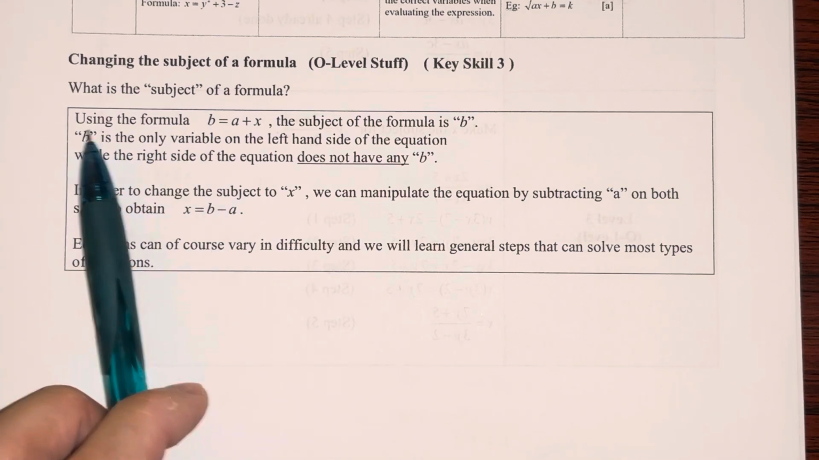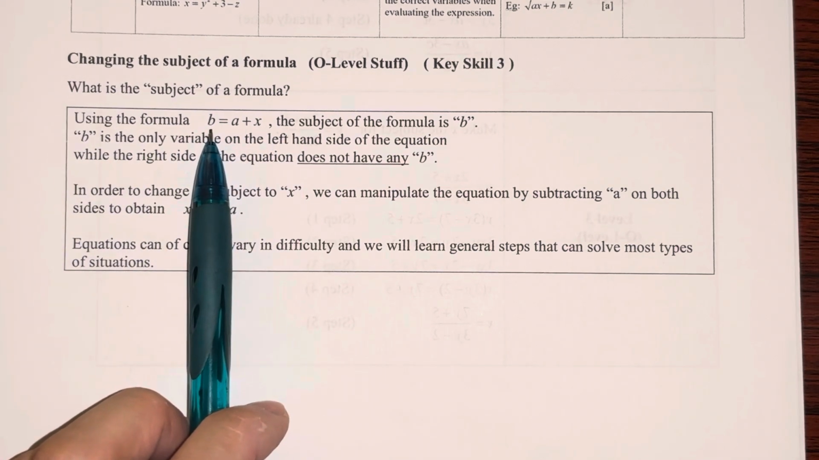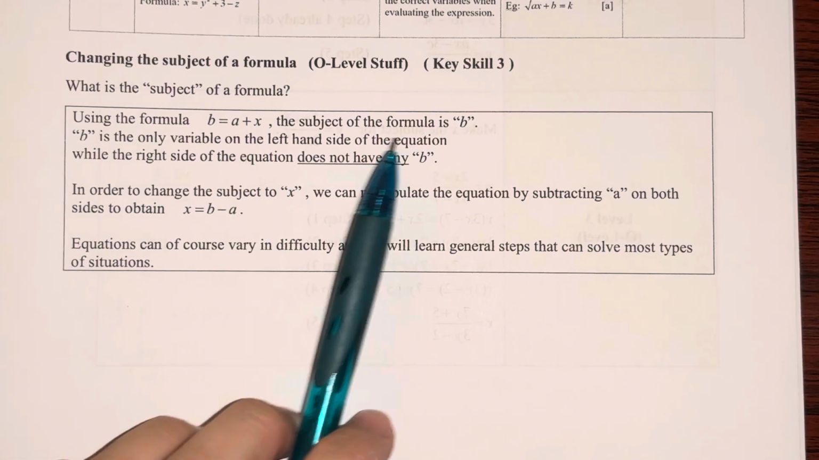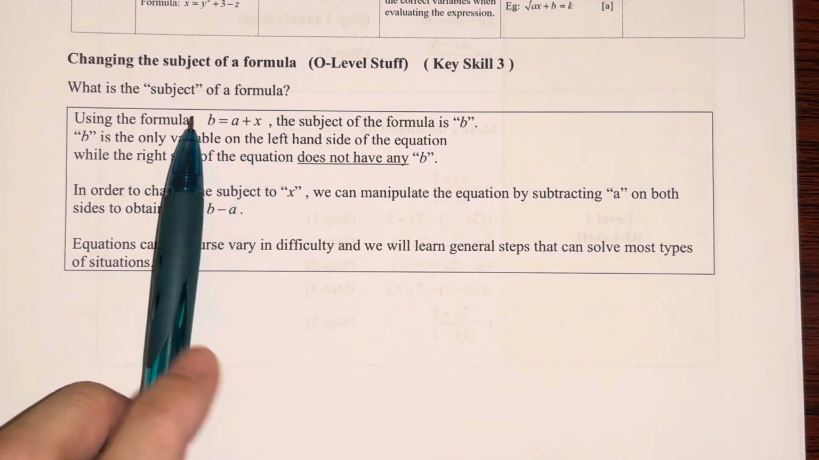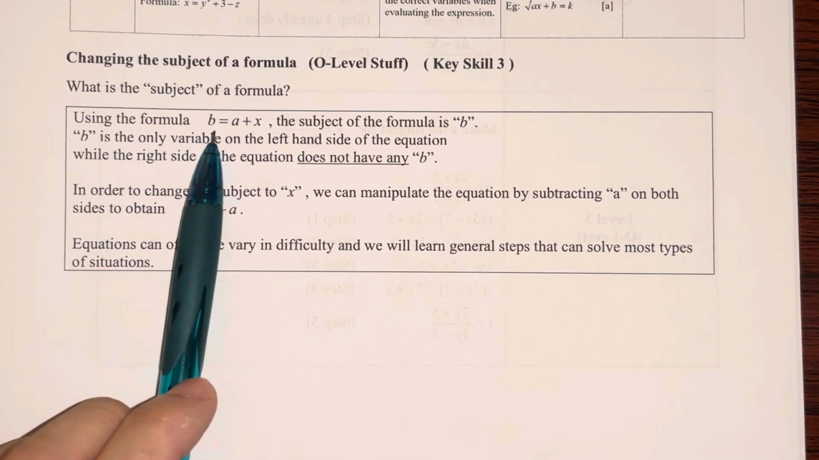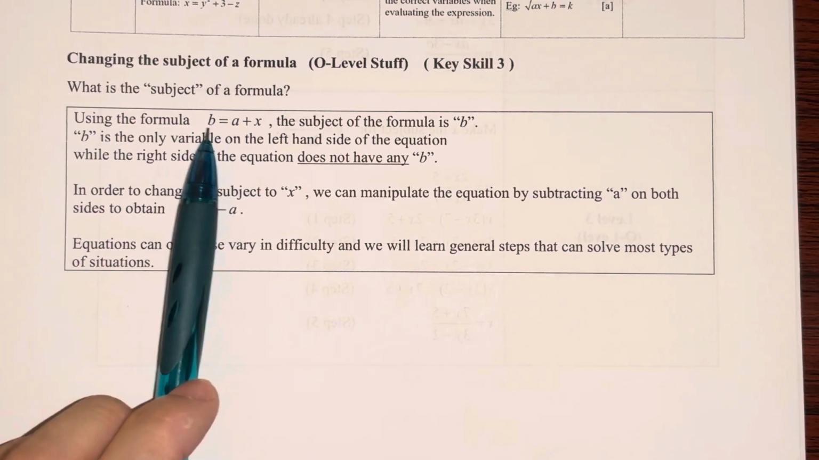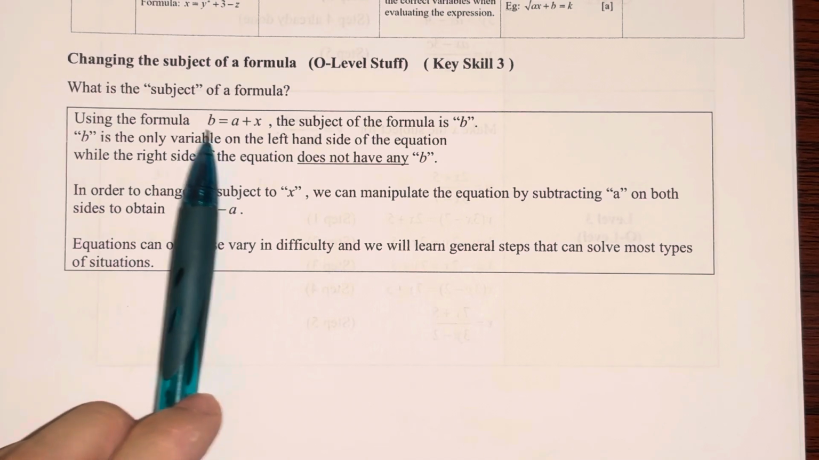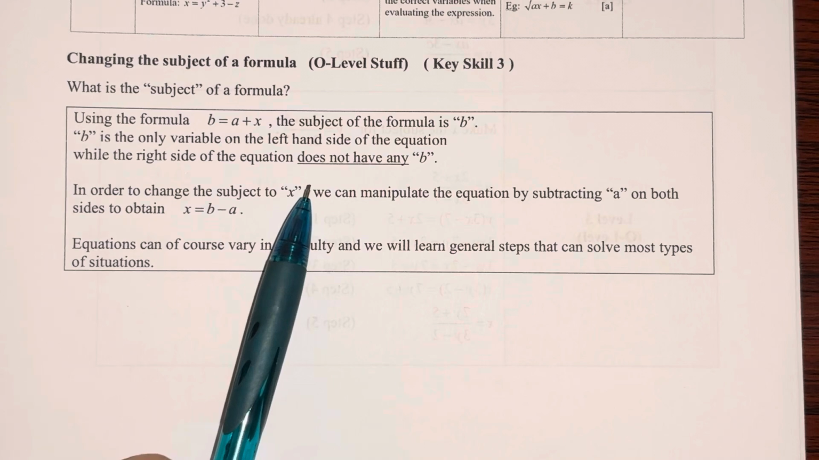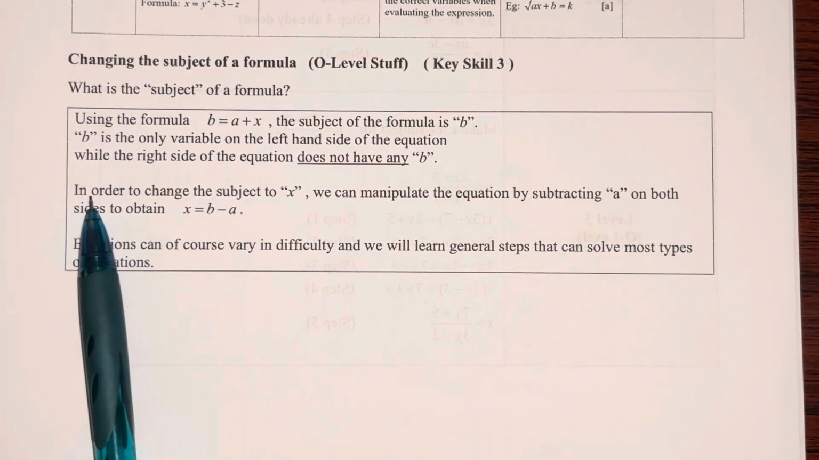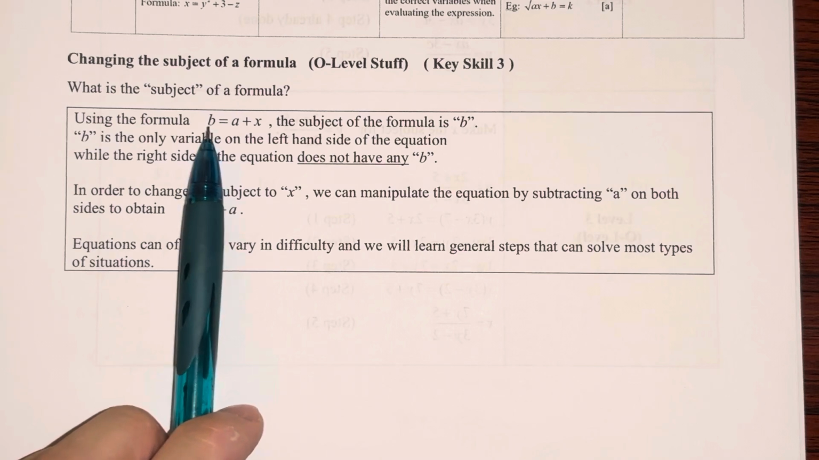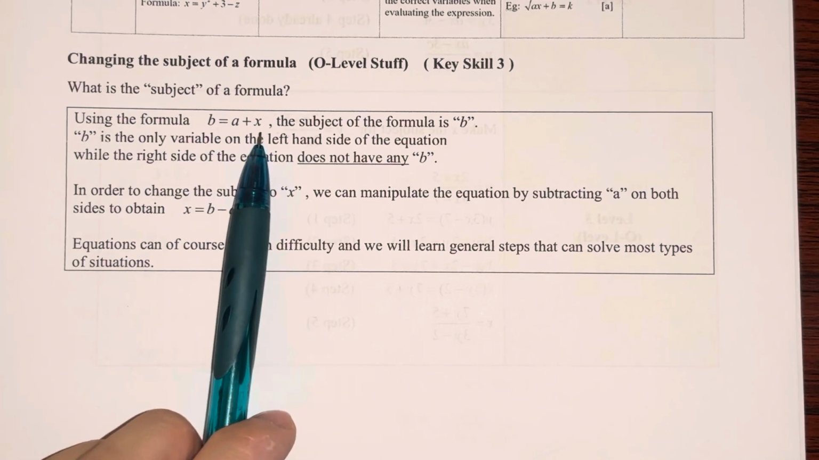So if I use this formula, say b equal to a plus x, in this case the subject is actually b, because it is 1b equal to something, and it's only one single b. So b is the subject, like the main protagonist. What happens is, we want to change it. So let's say I say, change the subject to x, which means from b equals something, now I need it to be x equals something.